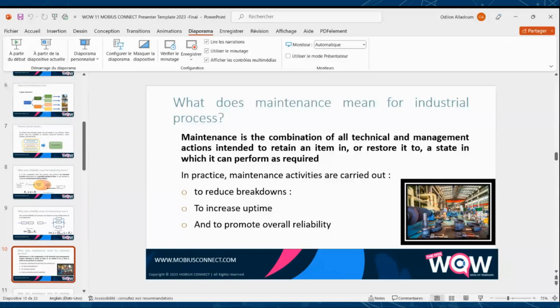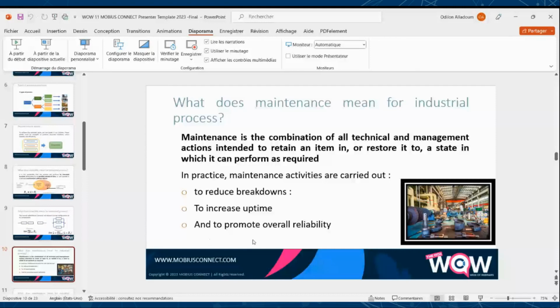Technical activities are those that are carried out to restore an equipment or prevent it from failure. Management activities support maintenance work like maintenance program development, planning and scheduling, work management, spare part management, etc. Both technical and management activities are complementary and necessary to reduce breakdowns, to increase the uptime, and to promote the overall reliability.